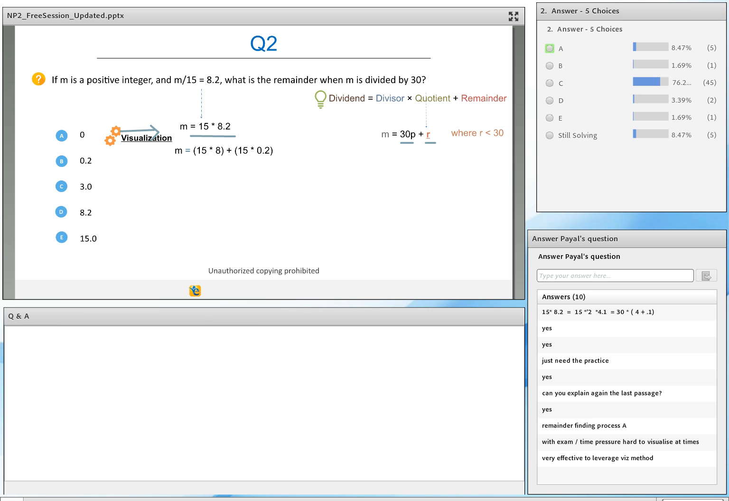I split it into 15 times 8, 15 times 0.2. Now 8 I can write as 15 times 2 times 4, right? So I can write this first term in this manner, and then 15 times 0.2 is 3, and there I have it. R is equal to 3. Okay, so good. Now let's move forward to our next question.